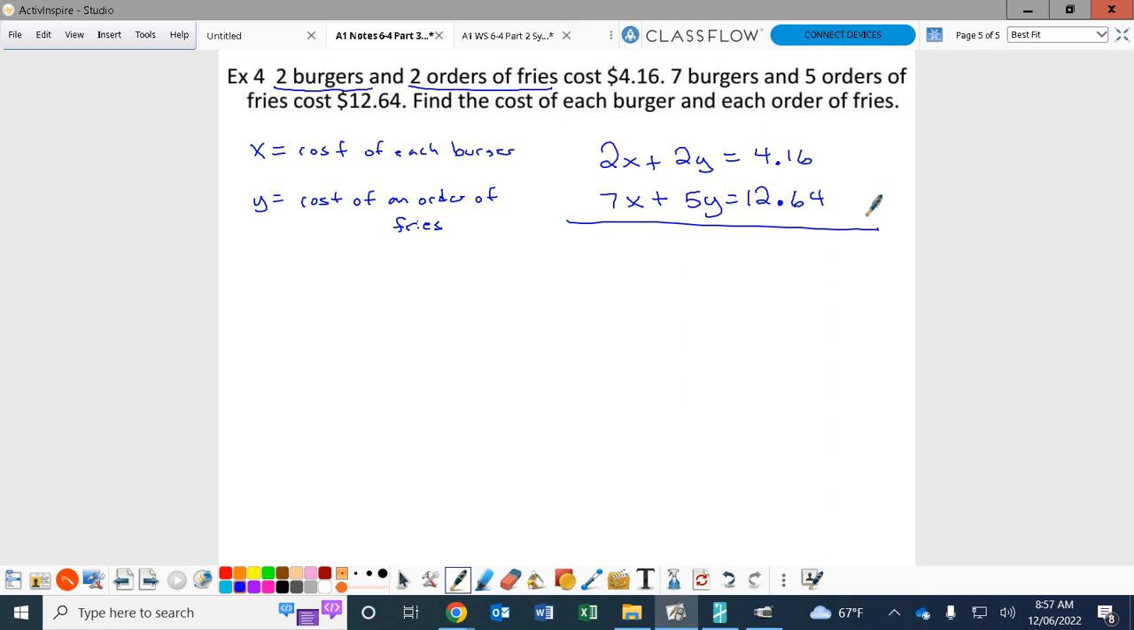Okay, guys, what do you want to cancel it out to? You can either make the 2 and 7 into 14 or the 2 and 5 into 10. 10. Okay. So what do we have to multiply the top by to make it into 10?